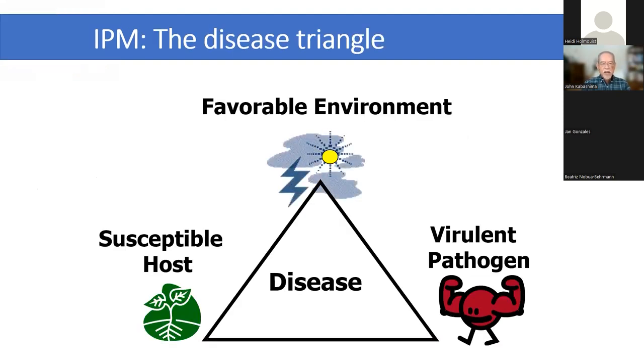So here's a disease triangle, and we all have seen this before, I think. That means you have a susceptible host, a virulent pathogen, and a favorable environment for that pathogen, and then you get disease. So the whole goal is to break this triangle: remove the susceptible host, plant hosts that are resistant, change the environment in ways that could be planting in a different area, your cultural practices, et cetera, and then controlling the virulent pathogen.